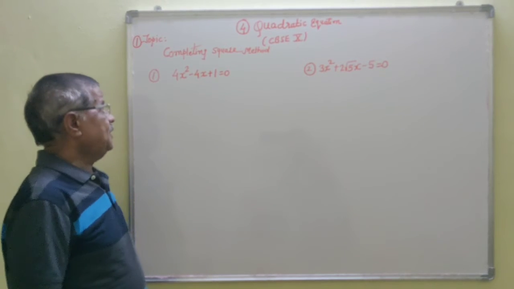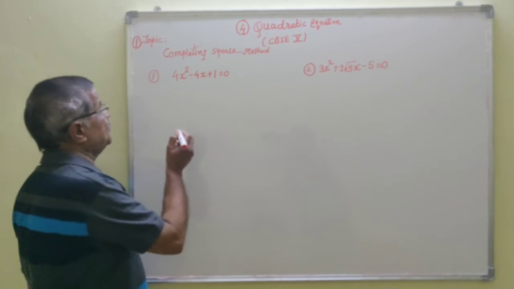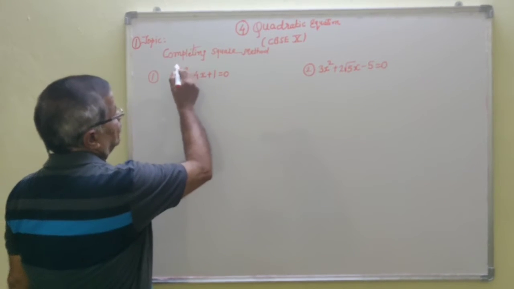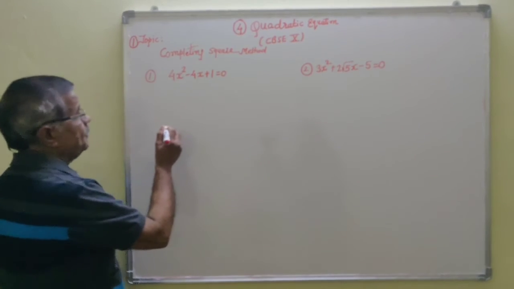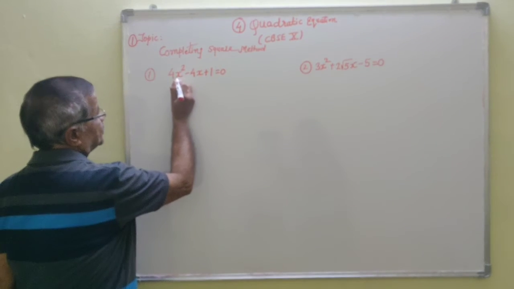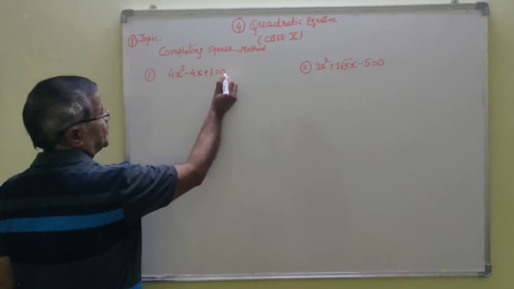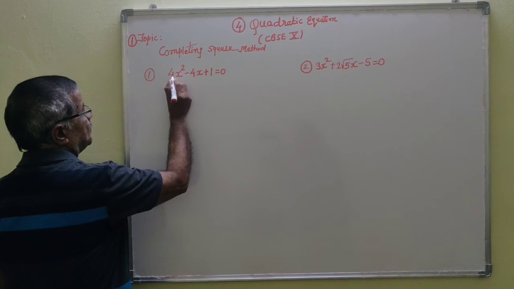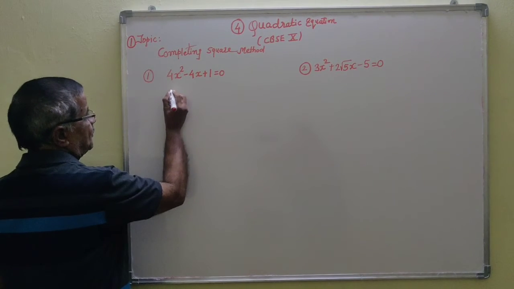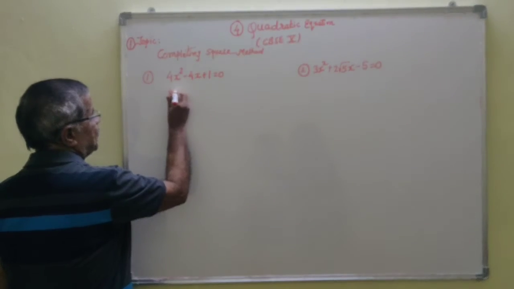Students, we are now discussing the second topic, that is the method of completing the square for a quadratic equation. The first problem given is 4x square minus 4x plus 1 is equal to 0. For this method, the coefficient of x square must be 1. So I will divide the whole equation by 4.